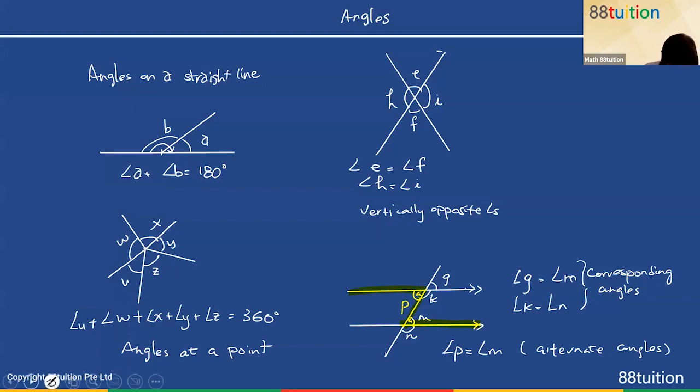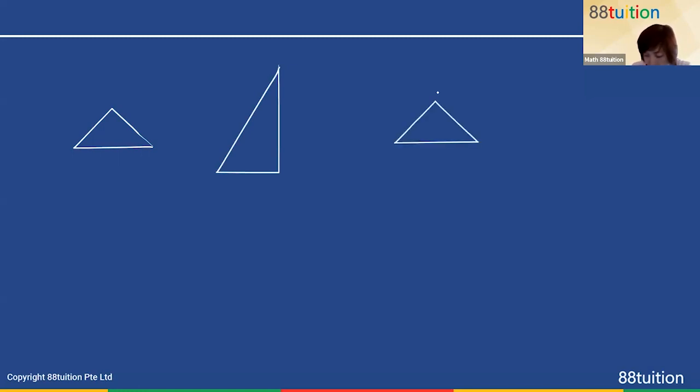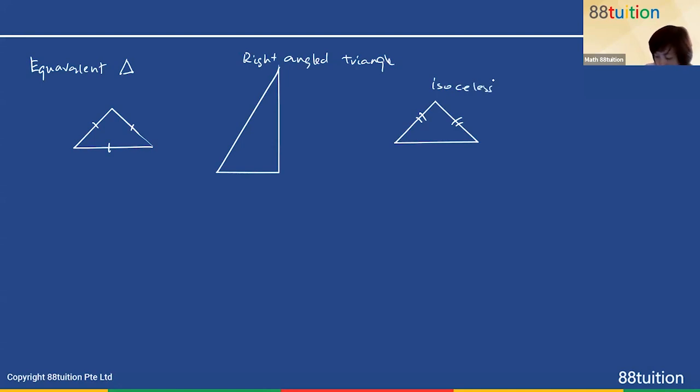Okay, so the next slide I'm going to go through is the triangle. We have different types of triangle. The first type of triangle I want to look at is the equilateral triangle. Okay, and then after that, I want to have isosceles triangle. We call this equilateral triangle. This is called right angle triangle. This is isosceles triangle.